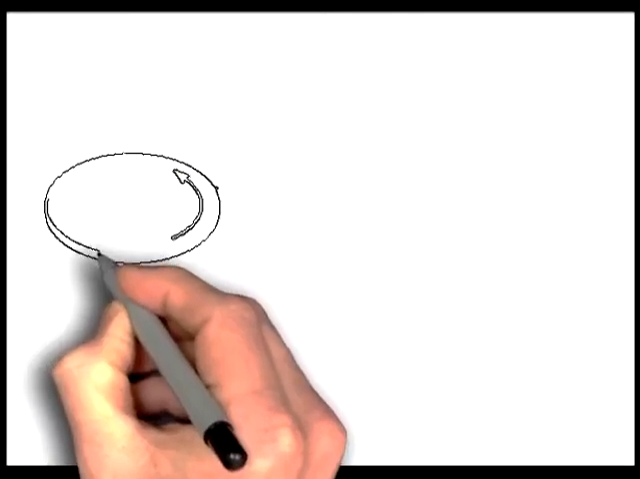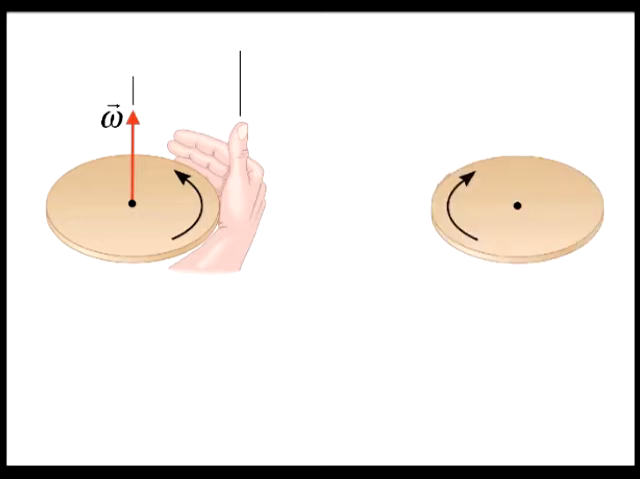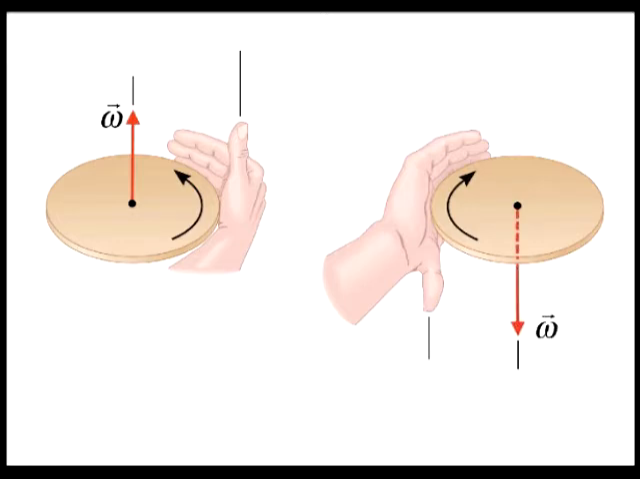Consider a rotating disk. First, wrap the fingers of your right hand as shown. Your extended thumb then points in the direction of the angular velocity vector. If the disk were rotating in the opposite direction, you would have to flip your hand over so that your fingers wrap in the same direction as the rotation. Your thumb now points in the opposite direction as it had in the previous case.